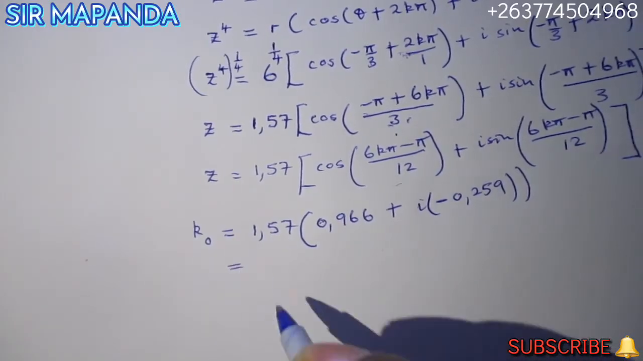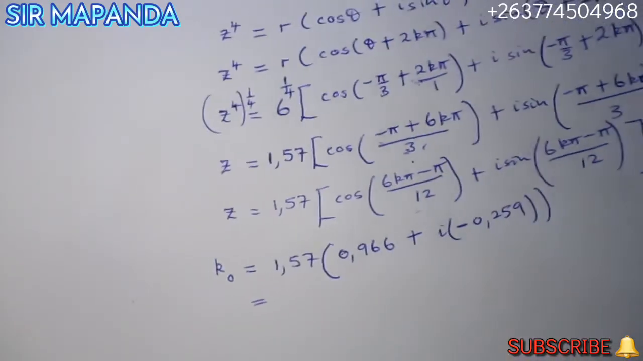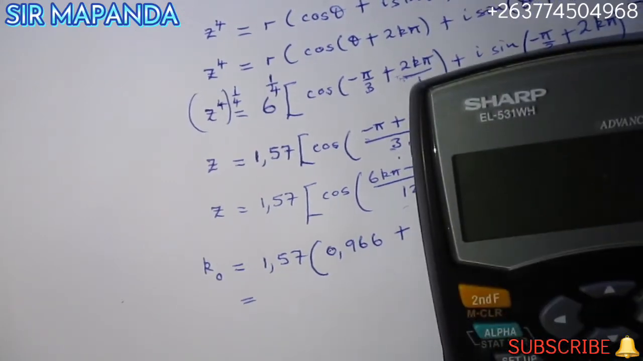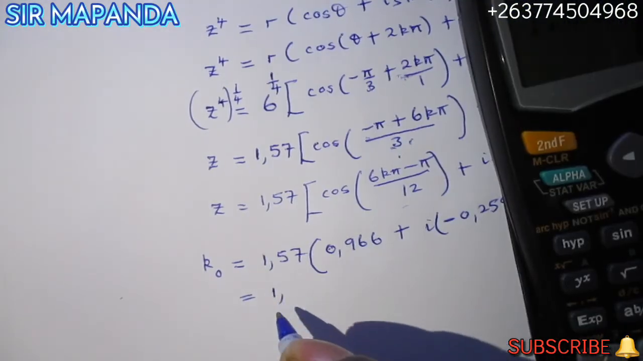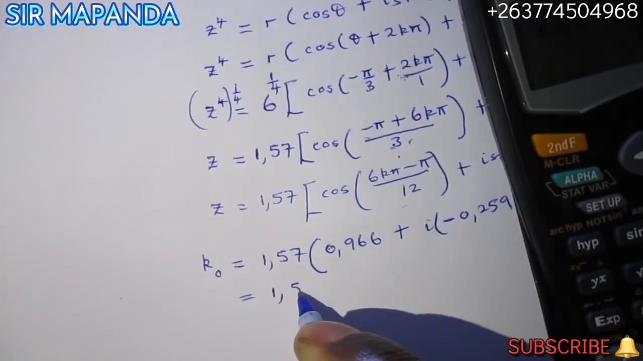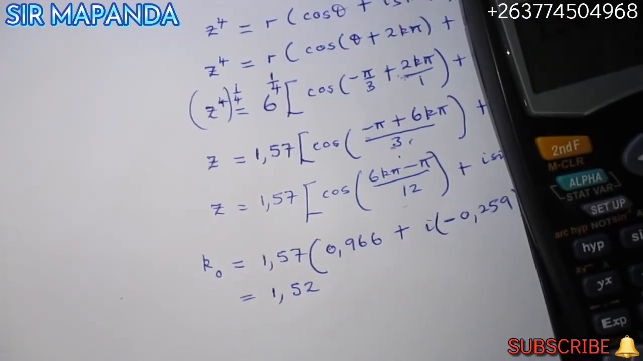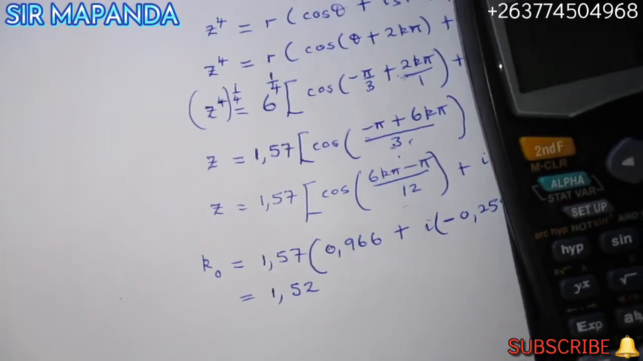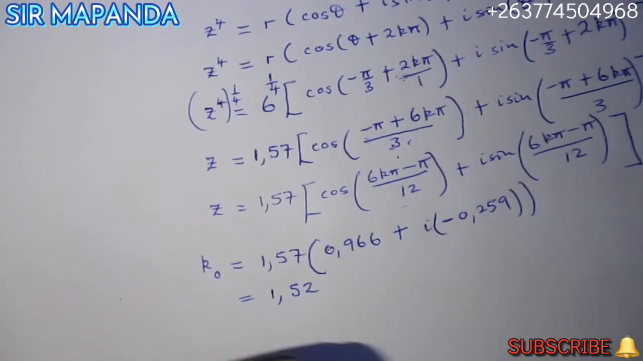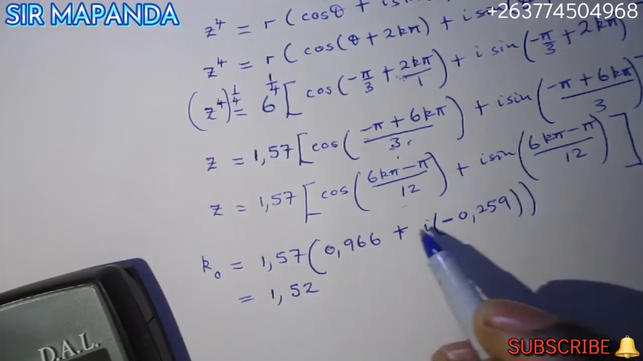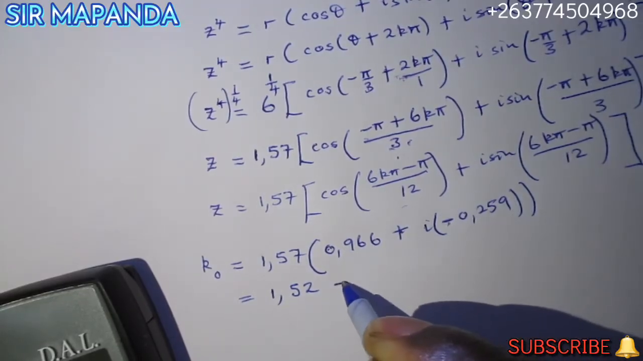So if we multiply 1.57 times 0.966, you get 1.52 to 3 significant figures. I hope you are following. This is 1.52 to 3 significant figures. Right, then plus and minus, you get minus.